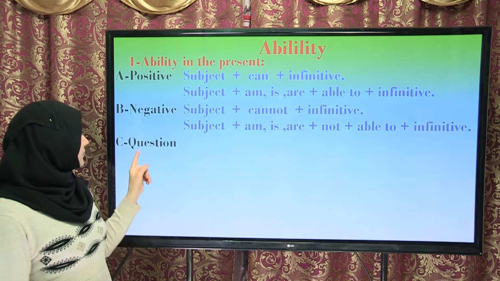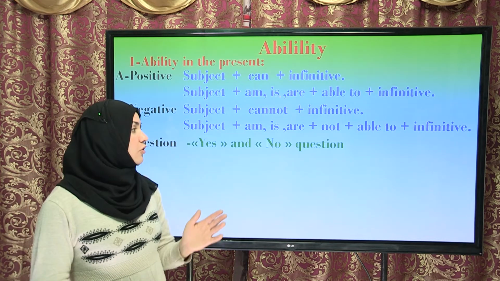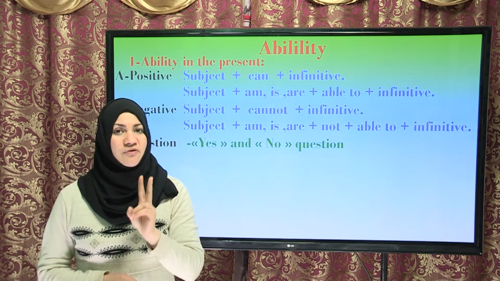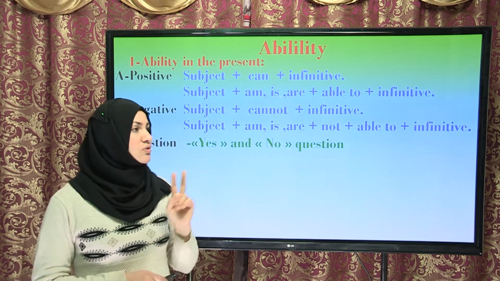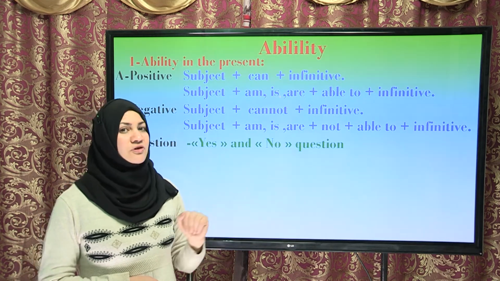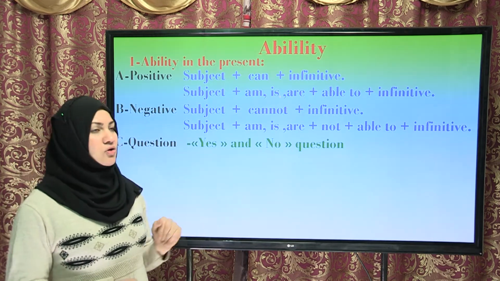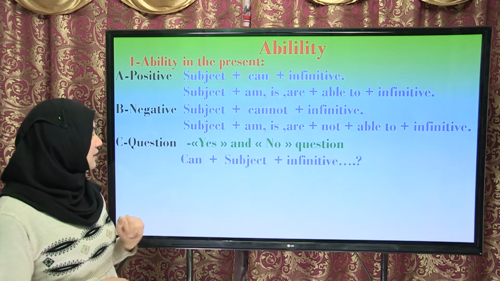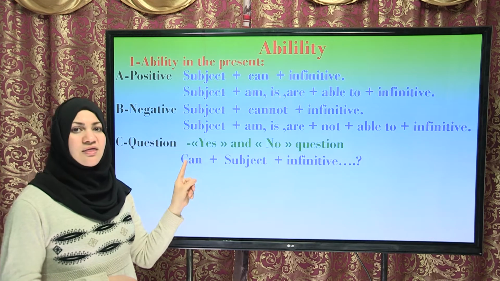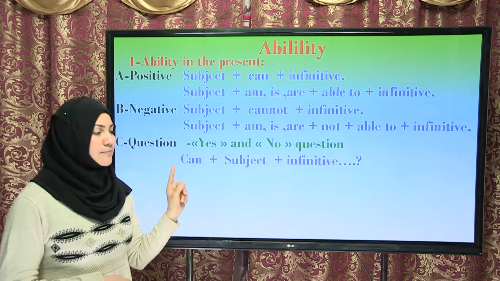The third point, for question. And of course, as we always see, we have two types of question. We have yes and no questions. Let's start with the first point. Yes and no question. The form is, if it is with can, we always start with the modal verb can.